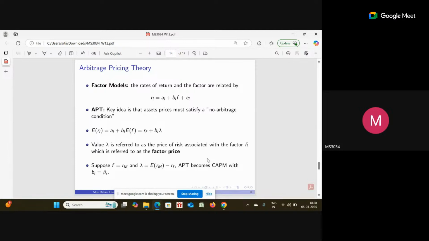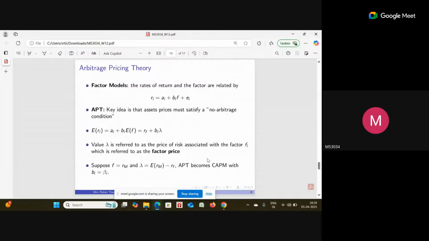And if we write down the expected return, it can be written in the form of some intercept plus some coefficient times the expected return of a particular factor. Okay, and in this functional form, the expected value of this factor is termed the price of the risk associated with the factor Fi, which we call the factor price also.